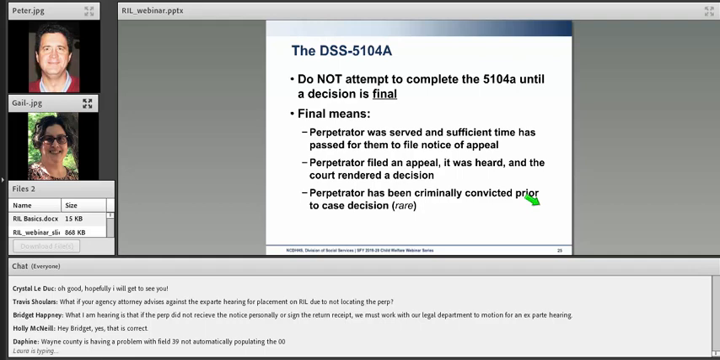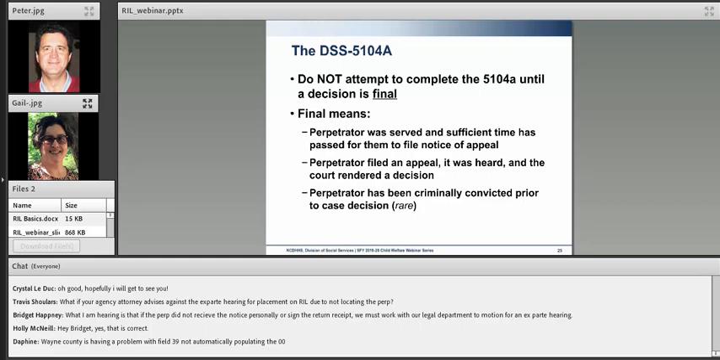Now, for the 5104A, a couple of things to keep in mind as you do the 5104A. Do not attempt to complete it until the decision about the RIL is final. Not your case decision, but your decision about the RIL is final. Final means you've clearly said that someone's been served, time has passed that they have not filed notice for appeal, or perpetrator filed an appeal, it was heard, the court rendered a decision about whether or not the person would be placed on the RIL. Okay? Or perpetrator has been criminally convicted prior to case decision. Now that's rare, but sometimes it can happen.